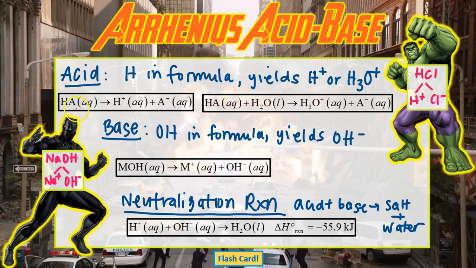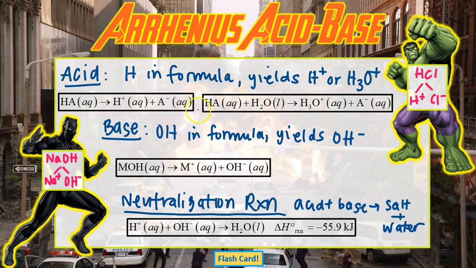The Arrhenius acid-base definition is literally the earliest acid-base definition that we've had. So when we're thinking of how we're going to define an acid and how we're going to define a base, the Arrhenius definition allows us to understand what happens when compounds are mixed with water. An acid, when it is mixed with water, is going to yield H plus or H3O plus. Also, that acid substance has to have an H in its formula.